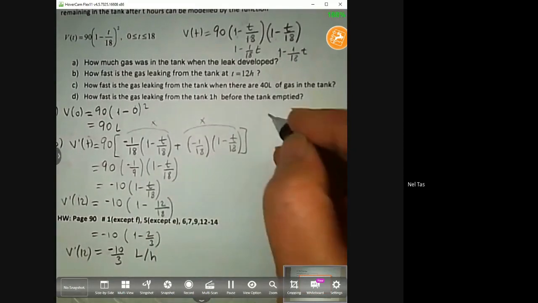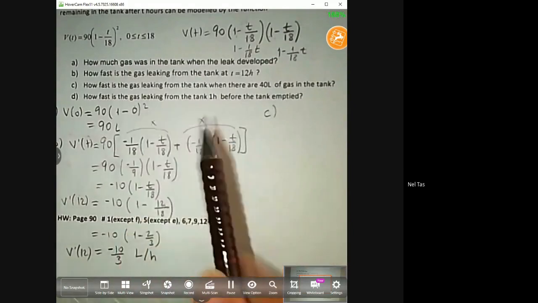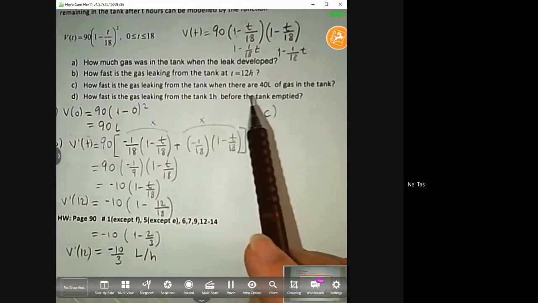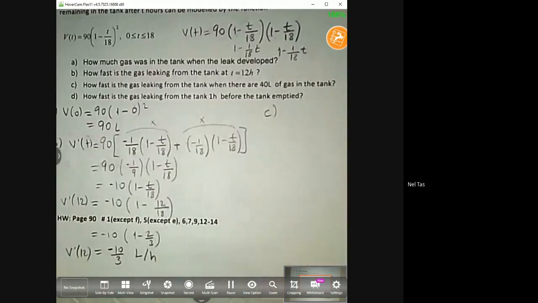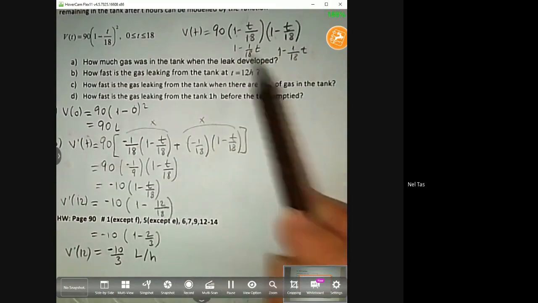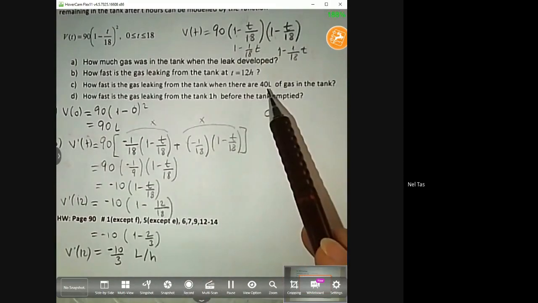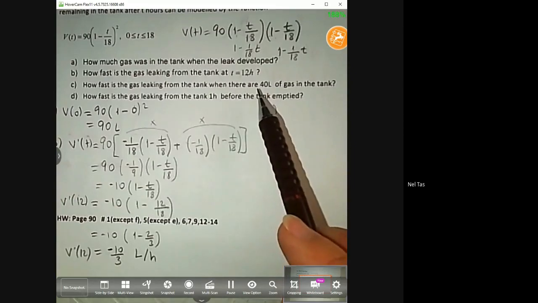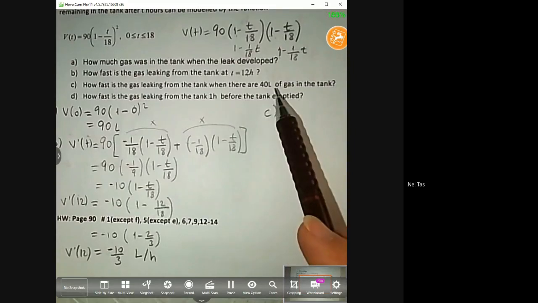Okay, so let's look at C. How fast is the gas leaking from the tank when there are 40 liters of gas in the tank? So this time they're not giving you directly the time, right? They don't tell you, oh, find the rate of change when time is 10 hours or, like the previous question, 12 hours. So therefore you need to find the time yourself. So now you need to find the time when there is 40 liters of gas in the tank.